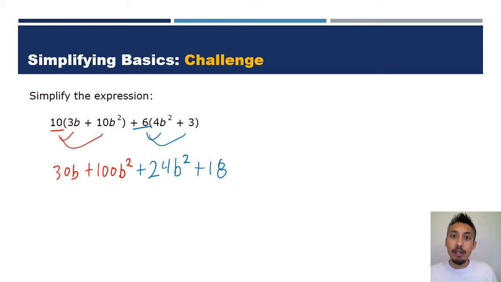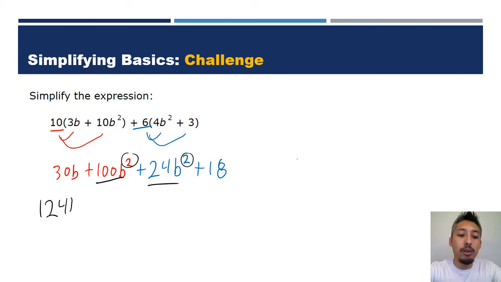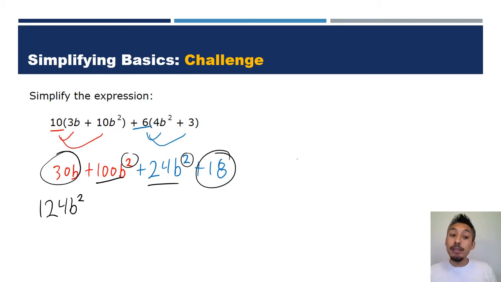Is there anything that we can combine? We see multiple terms with the variable b, but only 2 of them have a square on top. So 100b squared plus 24b squared. Because they have the same variable and exponent, we can combine them. 100b squared plus 24b squared, that's the same thing as saying 124b squared.